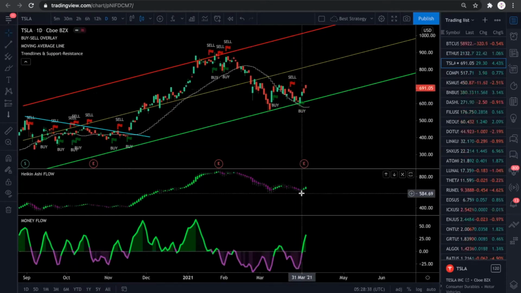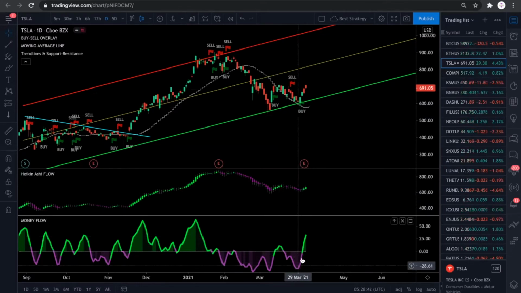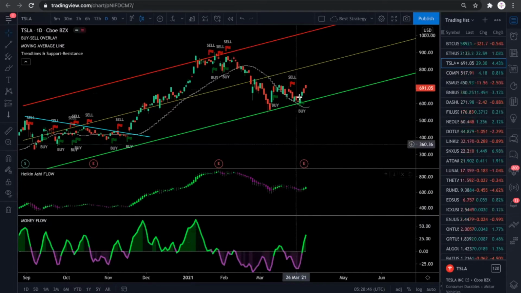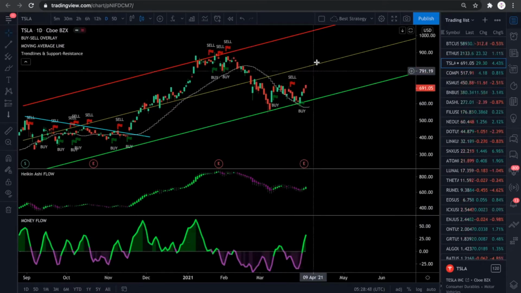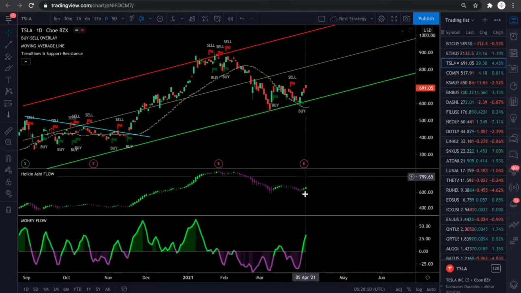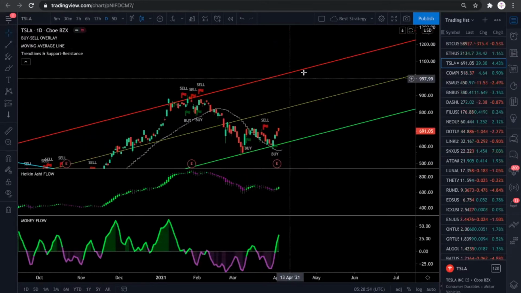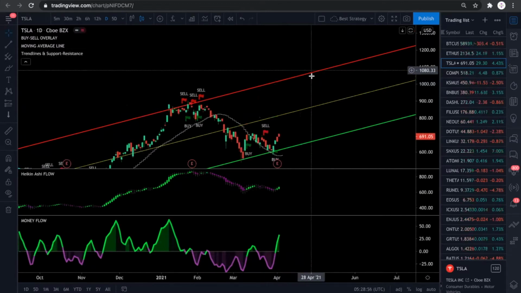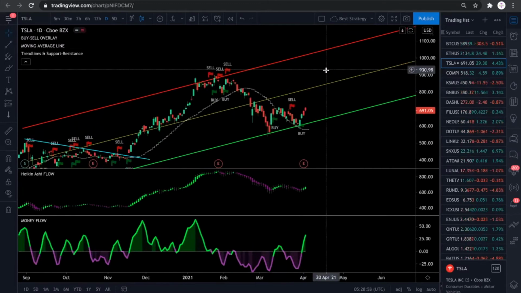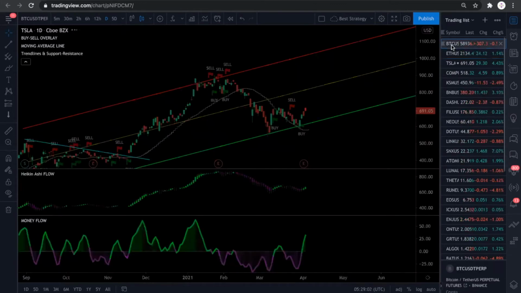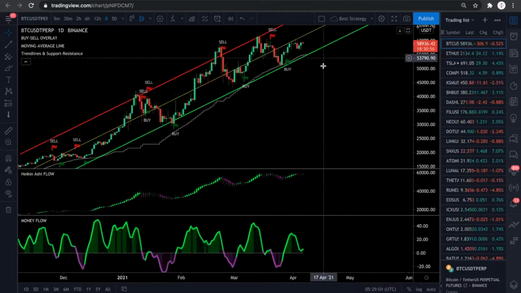As you can see here, Heikin-Ashi turned green and money flow started to creep back up. And so you would ride this position out for as long as the Heikin-Ashi is green, all the way up until we get to the very top of the trend line. So very useful. We can go ahead and look at Bitcoin, another popular ticker symbol.